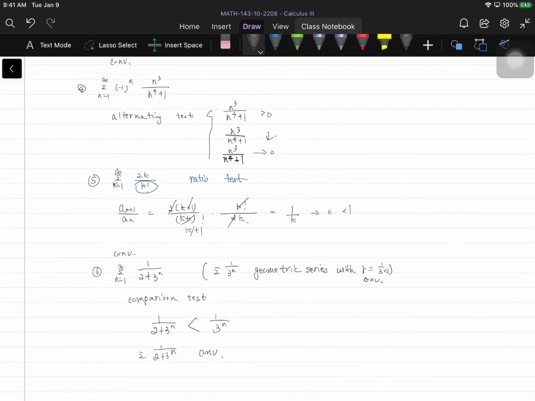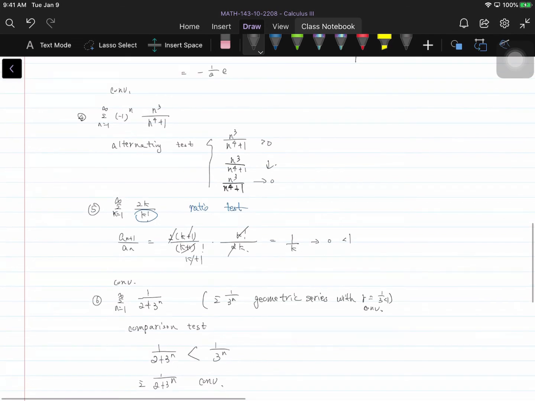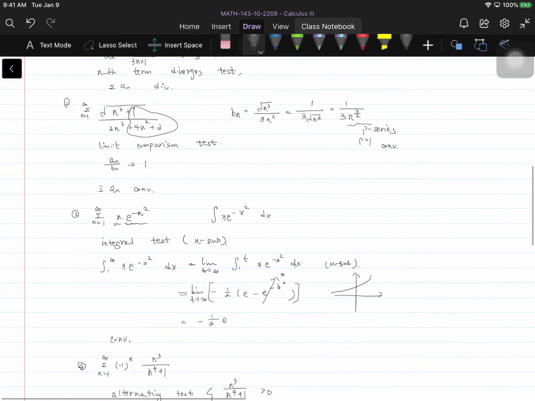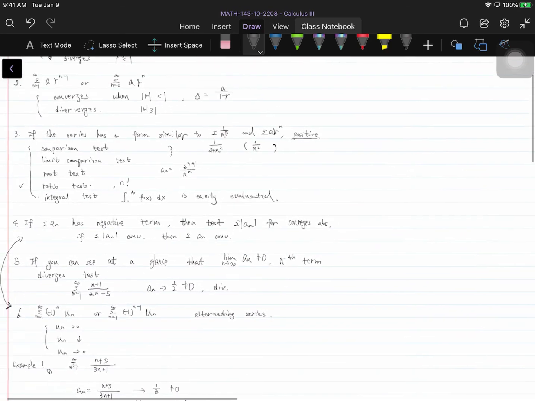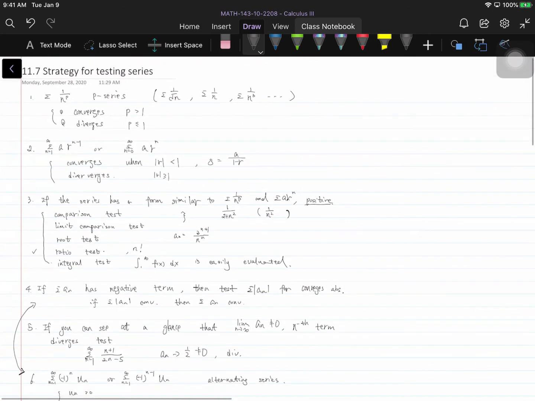You can try all different ways, but sometimes a certain method works better and faster. We have to do more exercises and get the experience, and when you see a problem, you will know directly which method you are going to use. That is the strategy for testing series, and we can stop here. You can try all the homework problems.